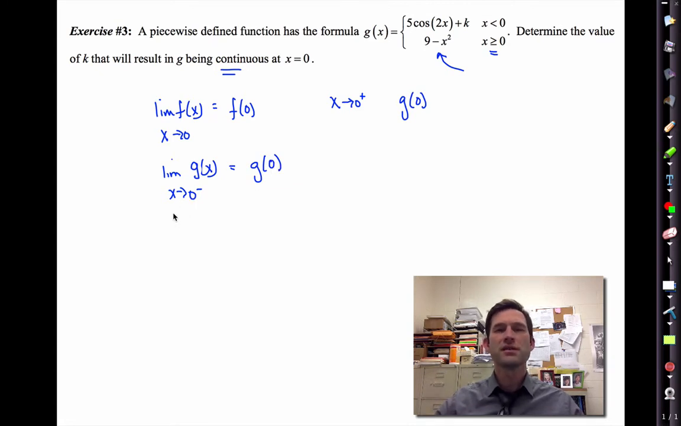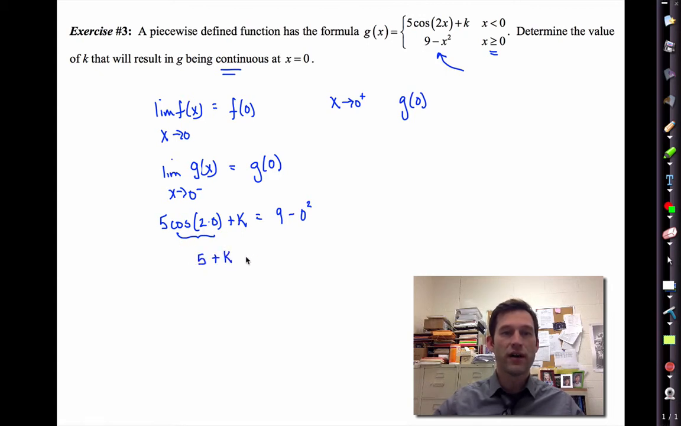Well, the limit of g of x as x approaches 0 from the left is going to be 5 times the cosine of 2 times 0 plus k. And of course, g of 0 is 9 minus 0 squared. Here, 2 times 0 is 0. The cosine of 0 is 1. So we get 5 plus k is equal to 9, and k must be 4. All right? It's kind of cool.